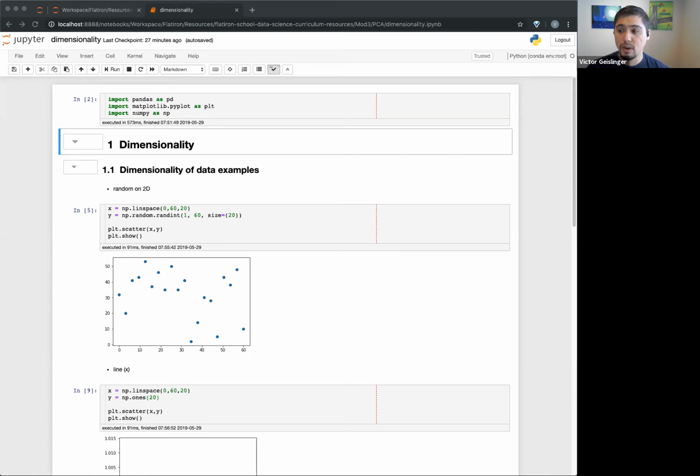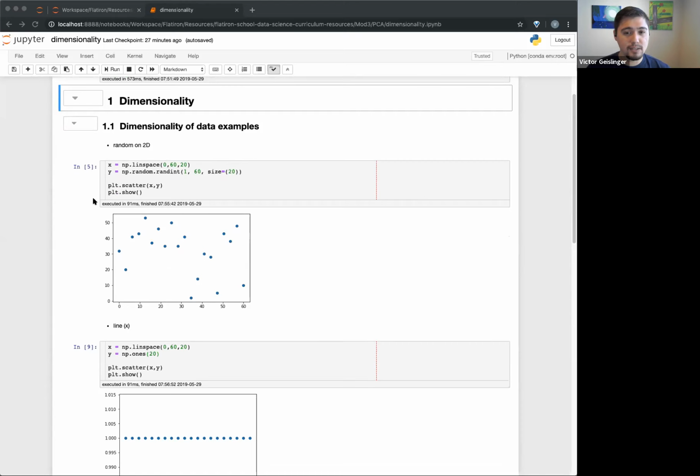So this is the idea of where dimensionality can be a huge problem, and this leads us into PCA. One way we can deal with this is using PCA to lower the dimensionality. But to get the idea of what I mean by dimensionality, let's consider this random data, right?